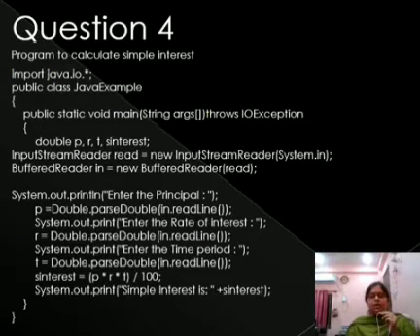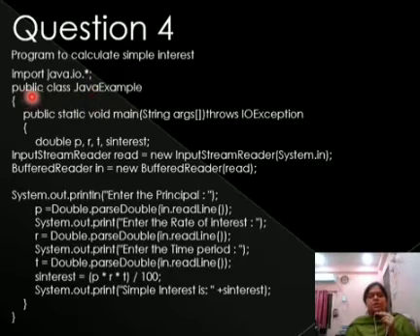Now students, we are going to do a simple program of input stream reader. We are going to calculate simple interest. For this, first we have to write the package import java.io. IO means the input output package. We have imported it with the help of the keyword import. Import is a keyword, import java.io, which means all files of input and output.